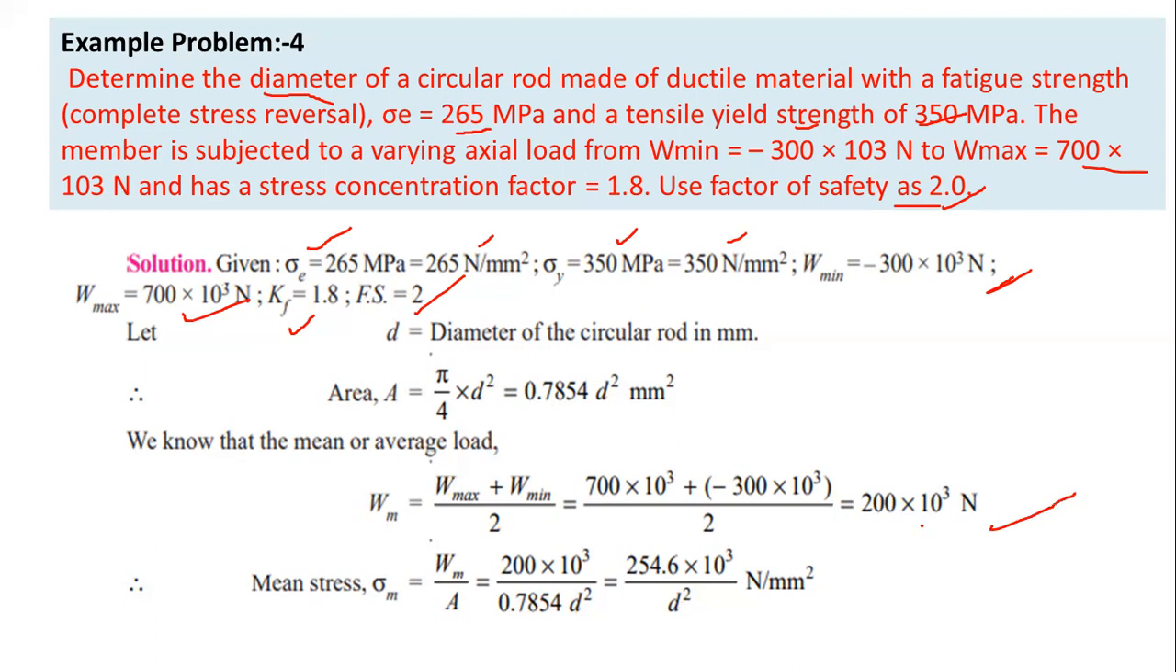Mean load, that is Wm. And from the mean load you have to find out the value of mean stress. Sigma m equals mean load by cross section area. So mean load equals 200 into 10 power 3 divided by cross section area, which gives 0.7854 d square. So this is the mean stress in terms of diameter d.